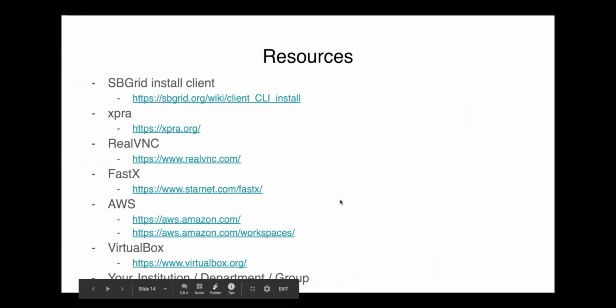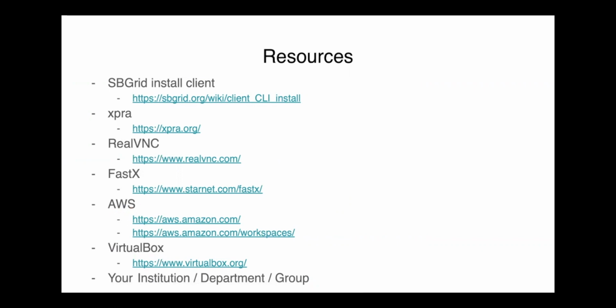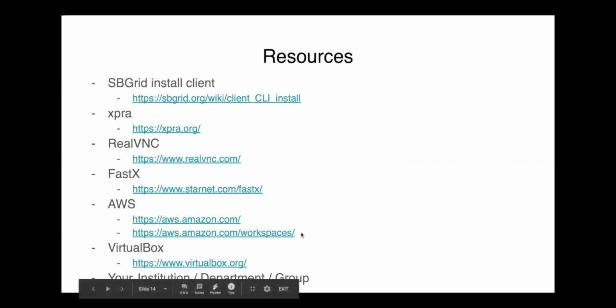So AWS is Amazon's cloud provider, which, as I've mentioned, you can use anybody that's going to provide you virtual machines over the internet. A similar approach will work. AWS Workspaces is Amazon's tool for graphical desktops that I have heard good things about. I haven't personally used it, but I've heard good things about it.